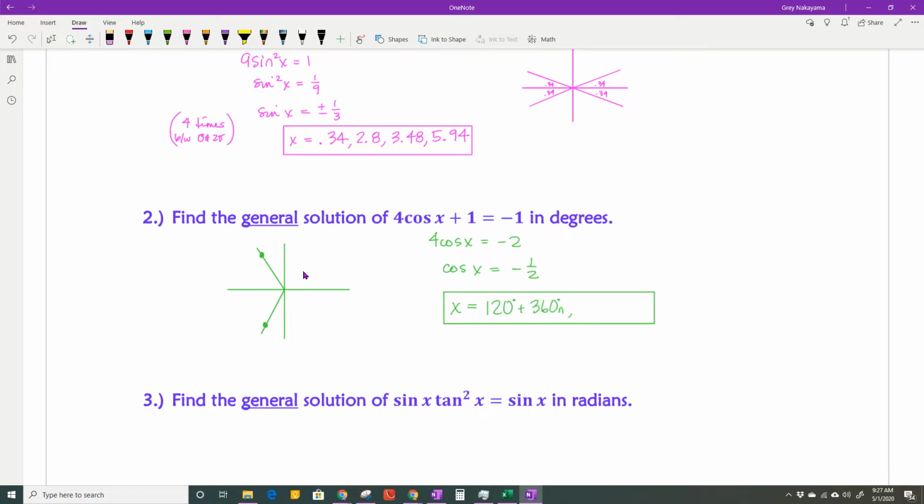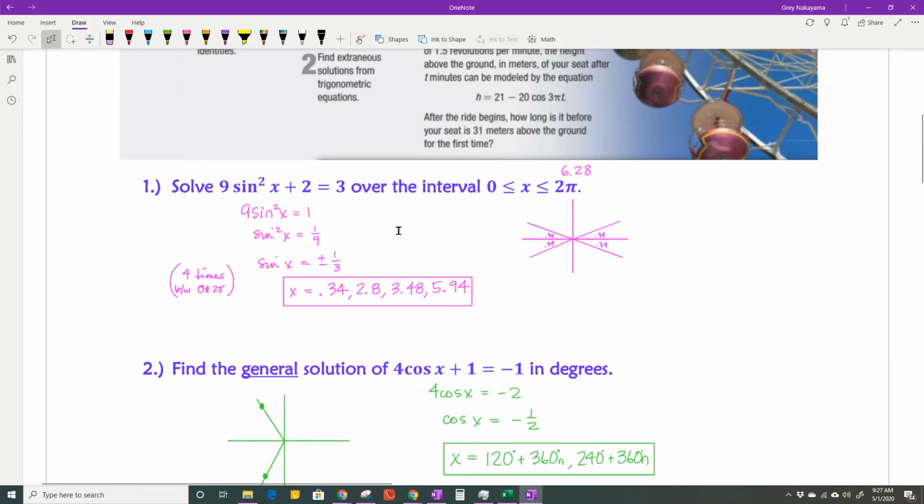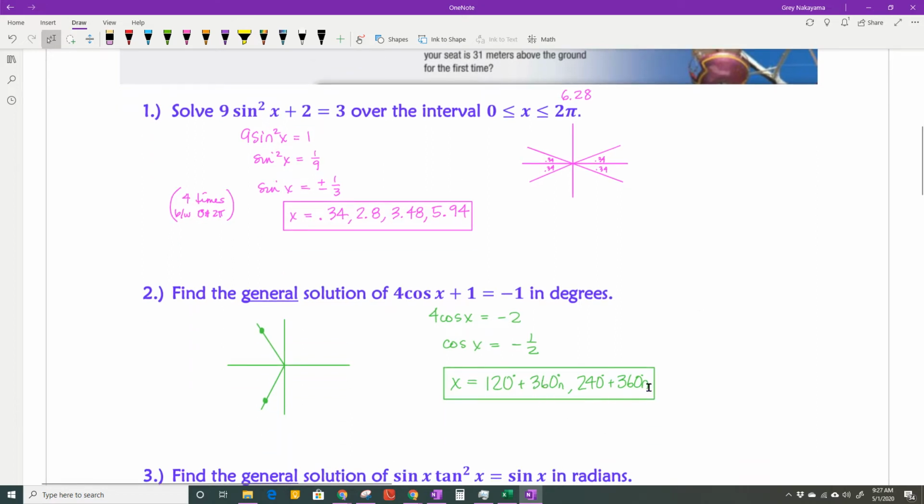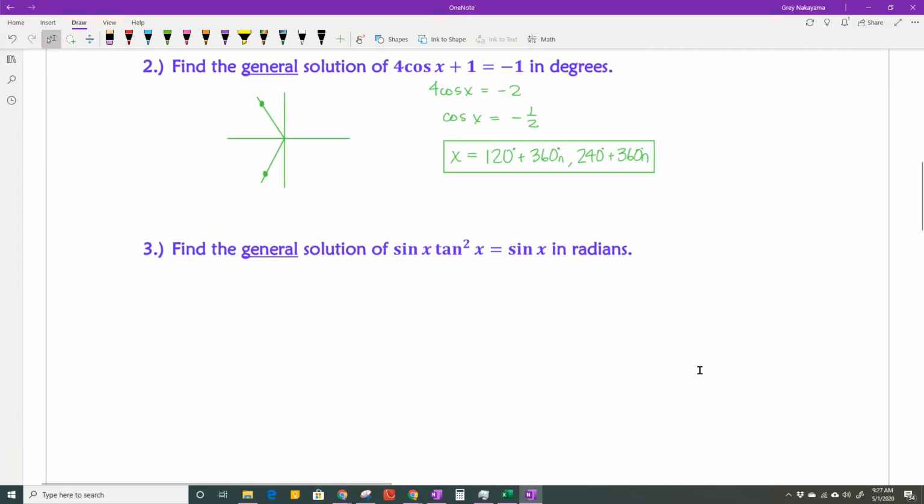So I have 120 plus 360 in, and if I go down to that third quadrant, that's 240 degrees again, plus my period times n. So that's the difference between having a general solution and one over a specific interval. You're adding back the period, any multiple of the period. That's what the n is telling us. It can be an integer there.